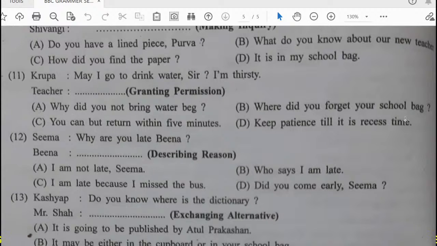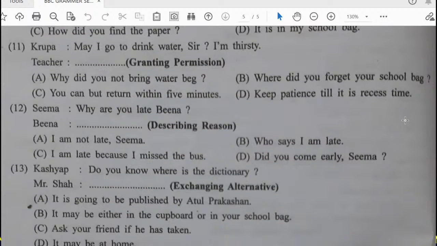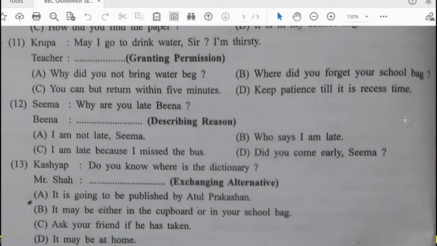Right? So describing reason as the word reason we will have in mind as because since. So here there is the sentence with because in option C. I am late because I missed the bus. This describing reason. So for sentence 12 our option is C. I am late because I missed the bus. Now 13.